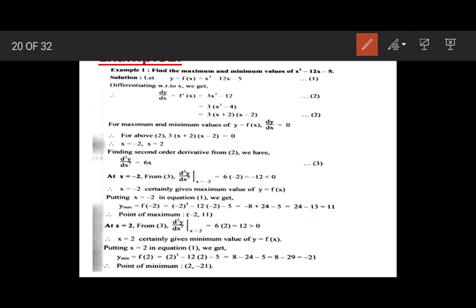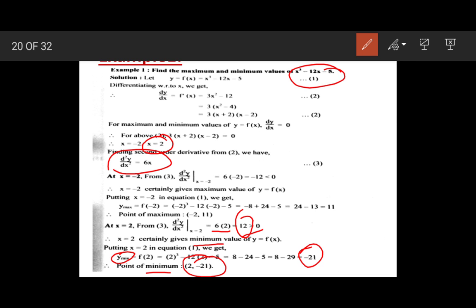Now let's substitute the other value of x. The other value is 2. So x equal to 2. By substituting in d2y upon dx square, we get 6 into 2, so plus 12. So positive means we get a minimum value when we substitute x as 2. Now we substitute 2 in this equation. So when x equal to 2, y minimum is minus 21. So the minimum point is 2, minus 21.